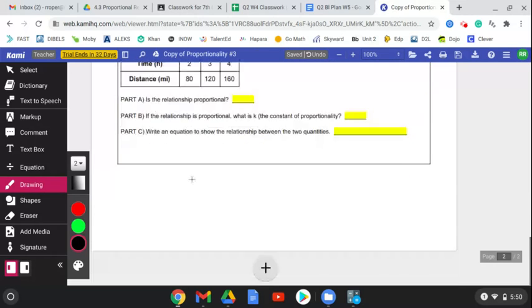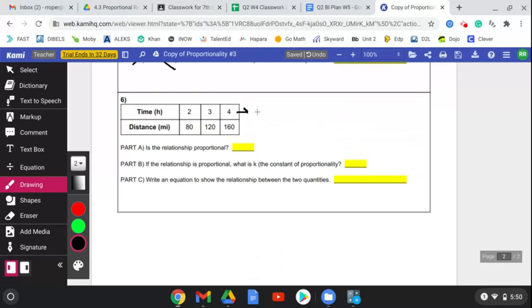Okay, you try number 6. What's called time your x values and distance your y values. So to see if there is a proportional relationship, to find k, you would take your y's and divide by your x's. And if you do, and it's the same every time, then the relationship is in fact proportional.